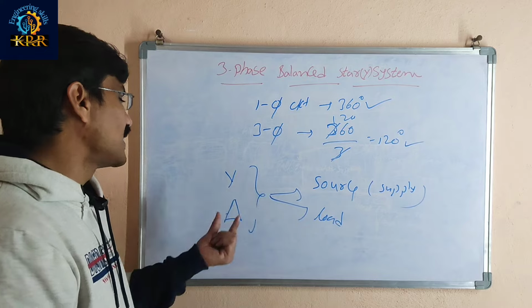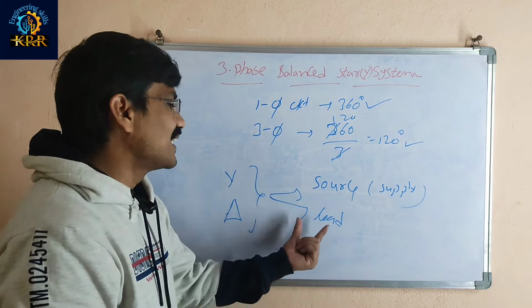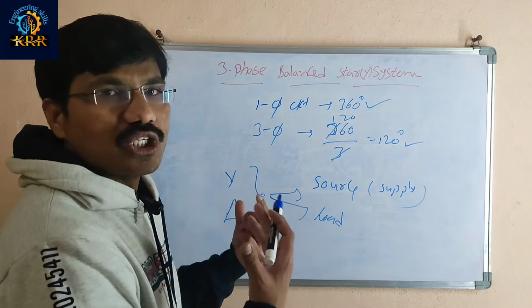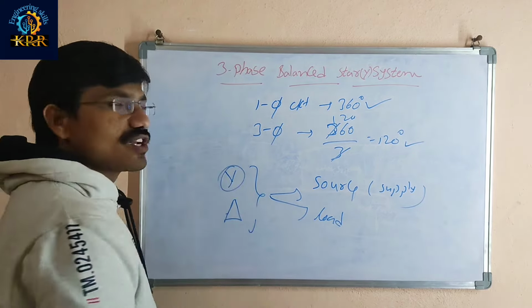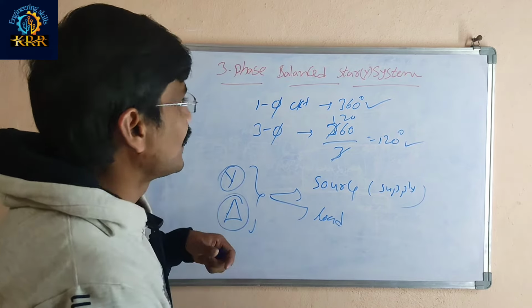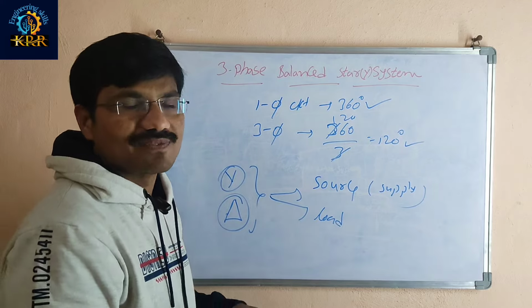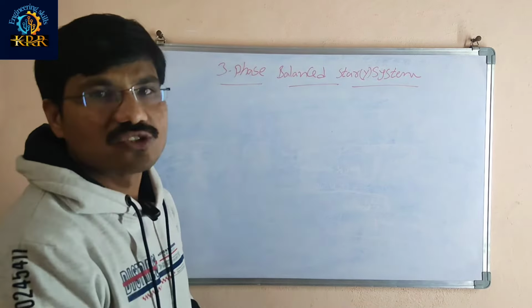Source side means supply side. Both star and delta systems are available on the source side as well as the load side. Based on your requirement, you can use whichever system: if you require a star system, we can use it; if you require a delta system, we can use it. Now we go for the three-phase balanced star system.